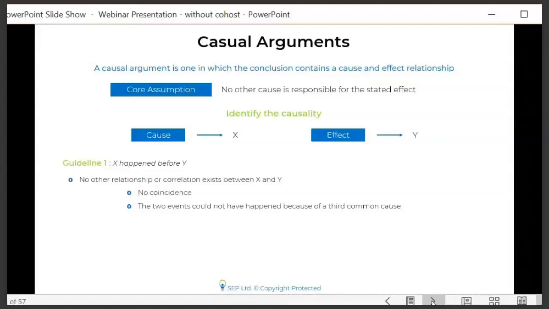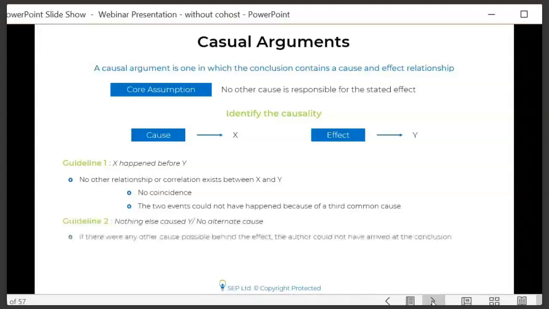Let us look at the next guideline. The next thing is to think nothing else caused Y, that is the no alternate cause guideline. As stated earlier, if there were any other cause possible behind the effect, the author could not have arrived at the conclusion. Therefore, the assumption is there is no other cause possible behind the given effect.